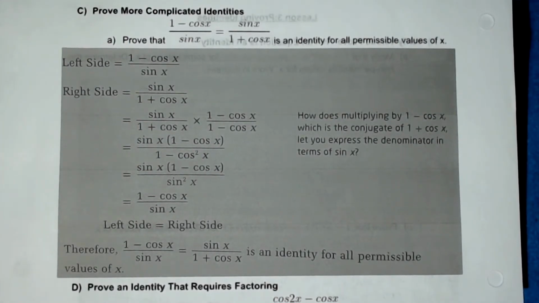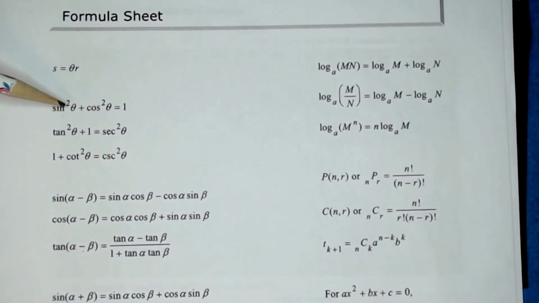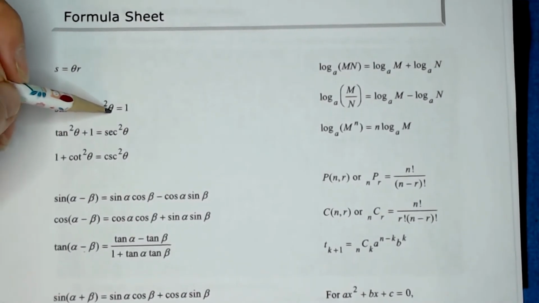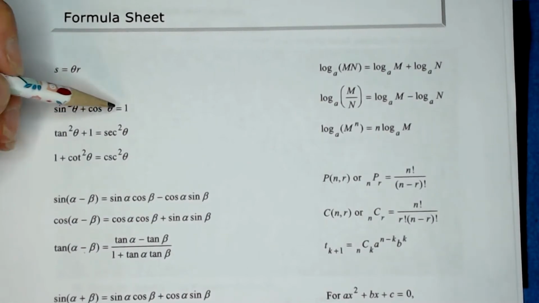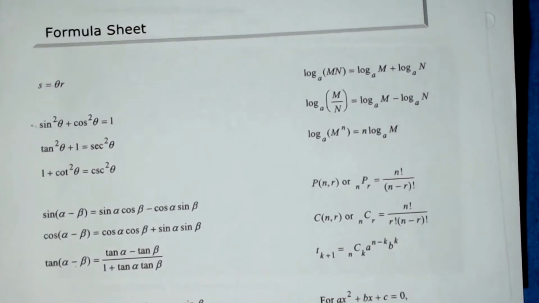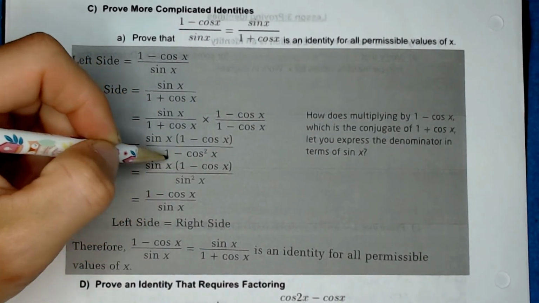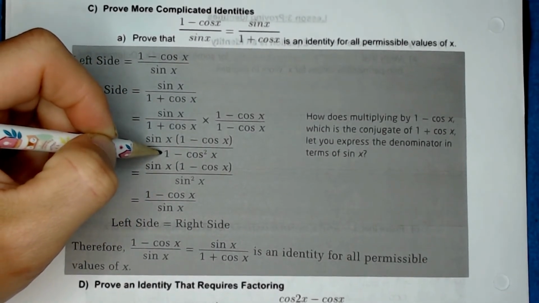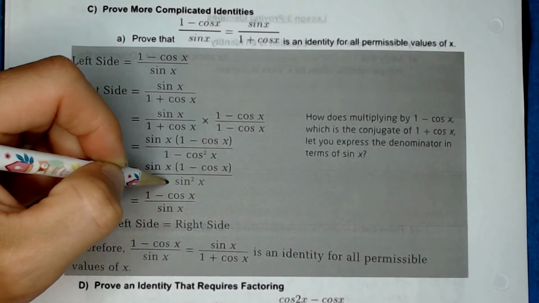And if you look to your formula sheet, we have this statement here. It's one of our Pythagorean statements. Sine squared theta plus cos squared theta equals 1. Or 1 minus cos squared x equals sine squared theta. Okay, so that's where that value is coming from. So now that we have this 1 minus cos squared x, we can say that that is equivalent to sine squared x.